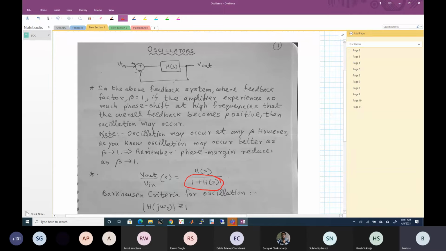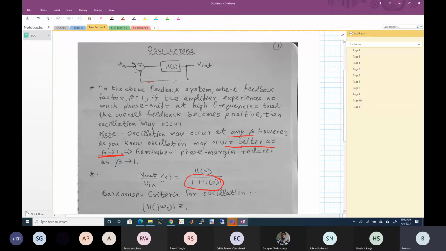So that's what is written here. Oscillation may occur at any beta though. However, you know that oscillation may occur better as beta tends to 1, because as beta reduces, my phase margin increases. And if my phase margin increases, my system is going to be more and more stable. Therefore, whenever we are designing an oscillator, we want to make sure that my beta is close to 1, and therefore we actually connect the output and the input back.